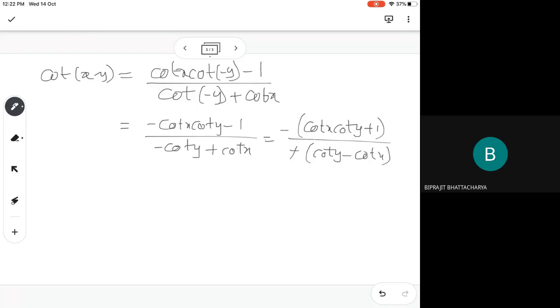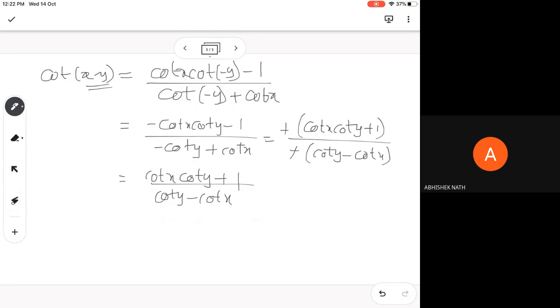Most of the students will get confused here and make mistakes here. Cot x cot y plus 1 by cot y minus cot x. Do remember here, although you have x minus y, here you are going to have cot y minus cot x, not cot x minus cot y. Did you understand?